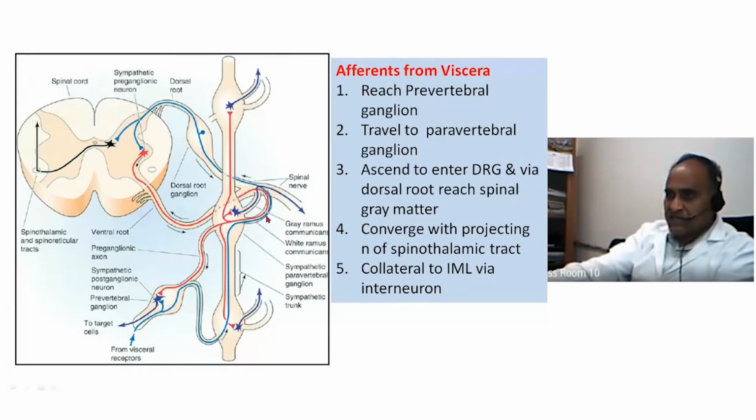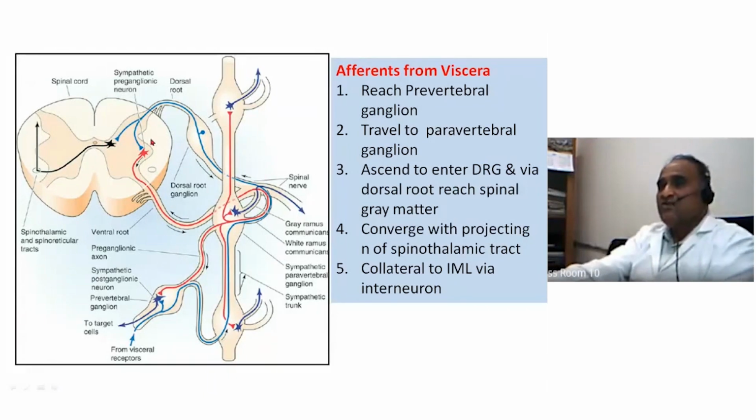This is the white ramus. Through the white ramus, it enters the posterior root. Once it enters the posterior root, it enters the dorsal root, and then makes a synaptic contact with this neuron, the intermediate lateral neuron. At the same time, it will also have a synaptic contact with the pain carrying information, that is the spinothalamic tract. So that means there is a convergence. They will also activate these things.